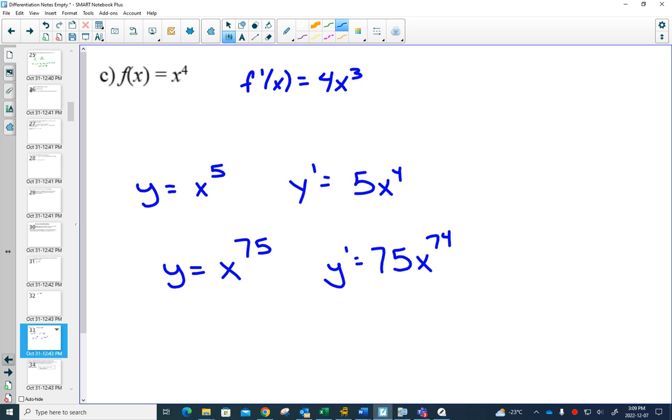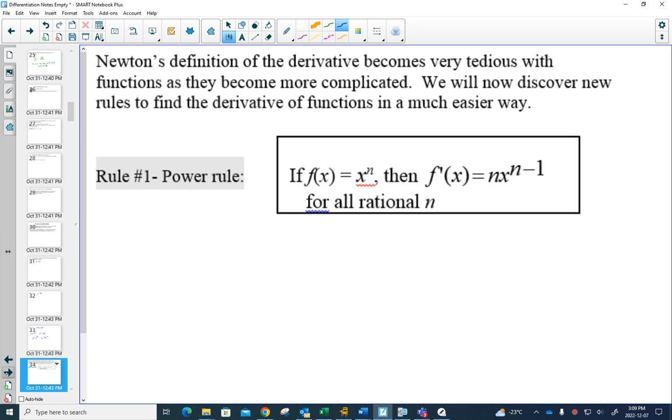And lots of paper. This is the power rule. If you have a power, then the exponent can come out in front, and you can subtract 1 from the exponent. And not only does it work with nice numbers, it also works with fractions.